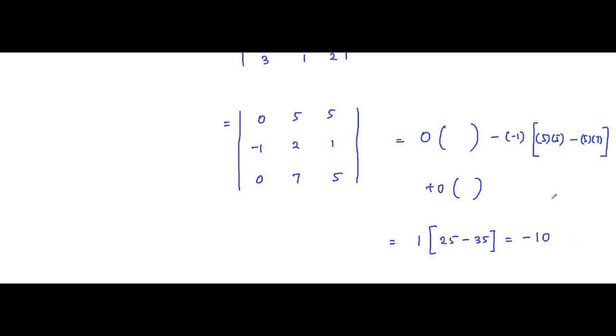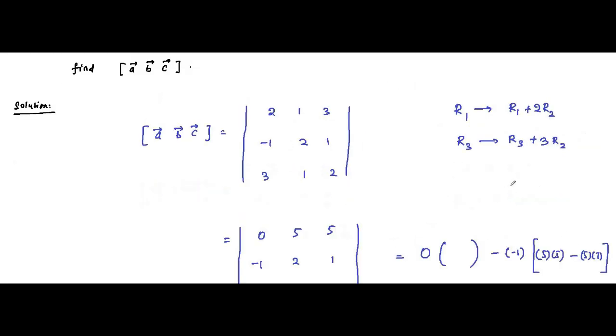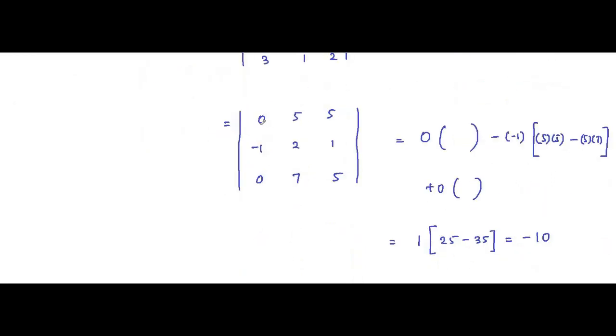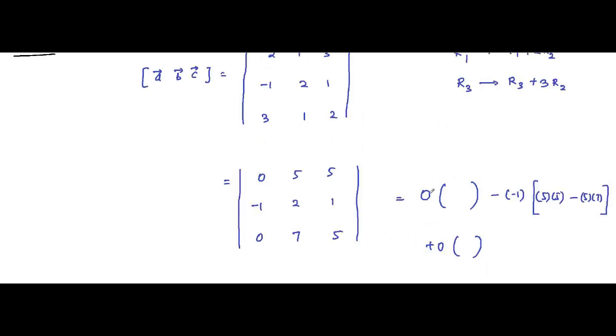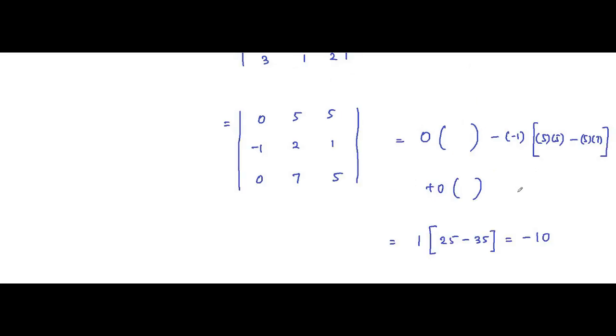So through simple manipulation of rows, any row, any way you can do it, so that it becomes 2 zeros and a single non-zero value, that is the best thing. The calculation becomes very short. So this is the thing. So the scalar triple product value is minus 10.